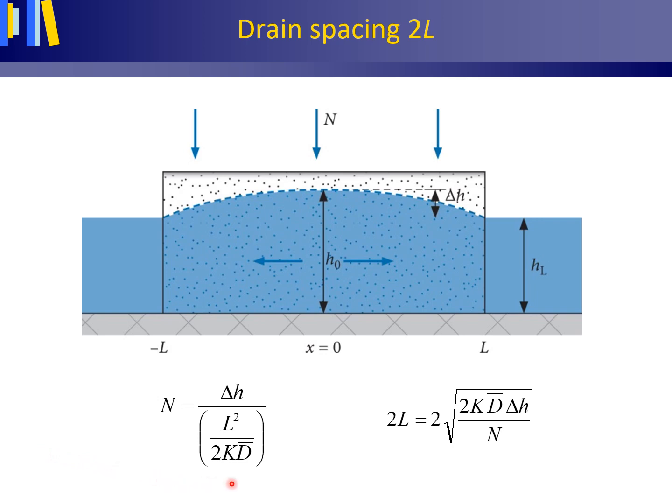This equation, shown here again, can be rewritten as shown here. This equation gives the drain spacing 2L, so this distance between drains or between these two ditches, as a function of the recharge rate N in meter per day and the convexity delta H in meter for an aquifer with a transmissivity Kd in square meter per day.